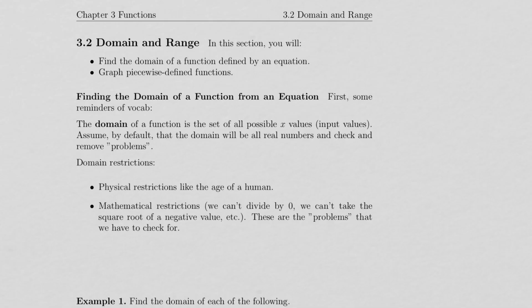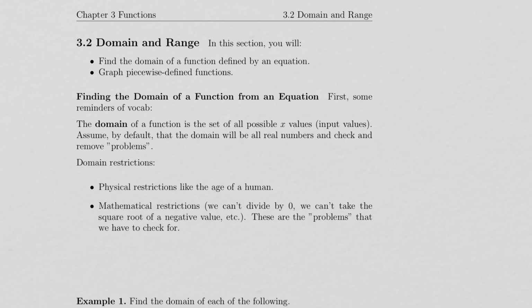So remember what domain and range are. The domain is the set of all possible inputs, right? They're the input values of a function. And then the range are the possible output values of a function.